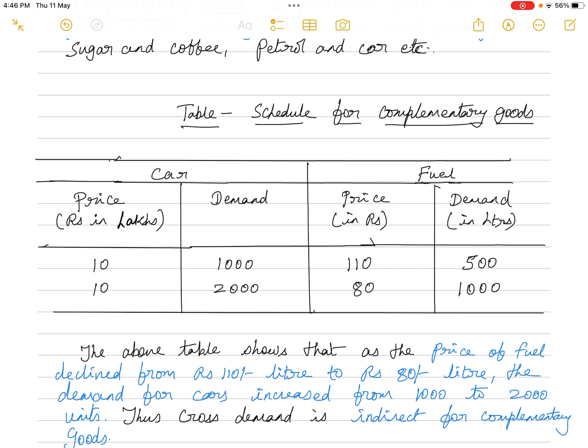So you are observing the first column representing the price and demand for car, and the second column is representing the price and demand for fuel. Okay, then here what you have to take into account, the price of fuel has decreased. Okay, so the price of fuel has decreased.